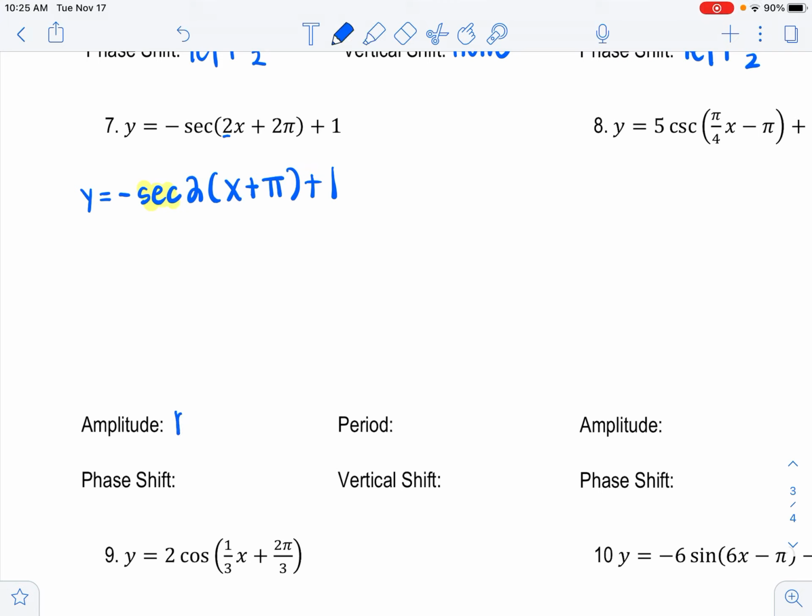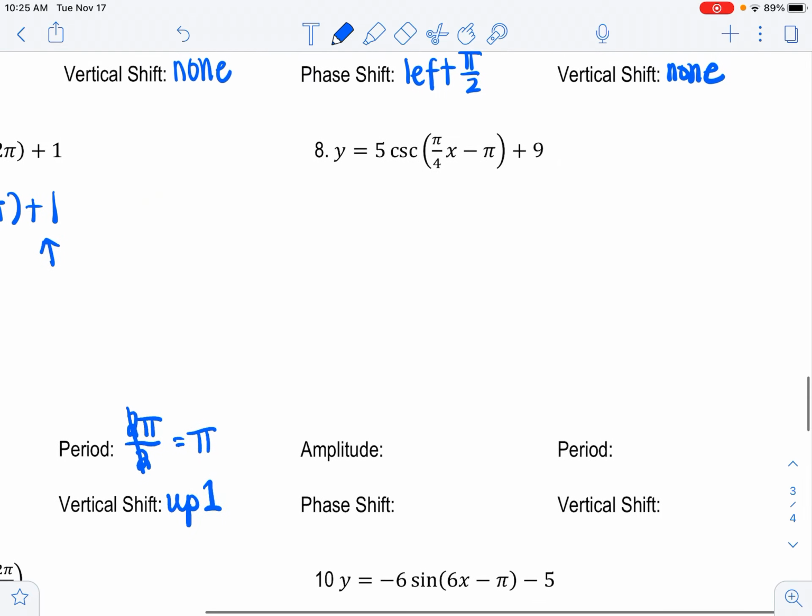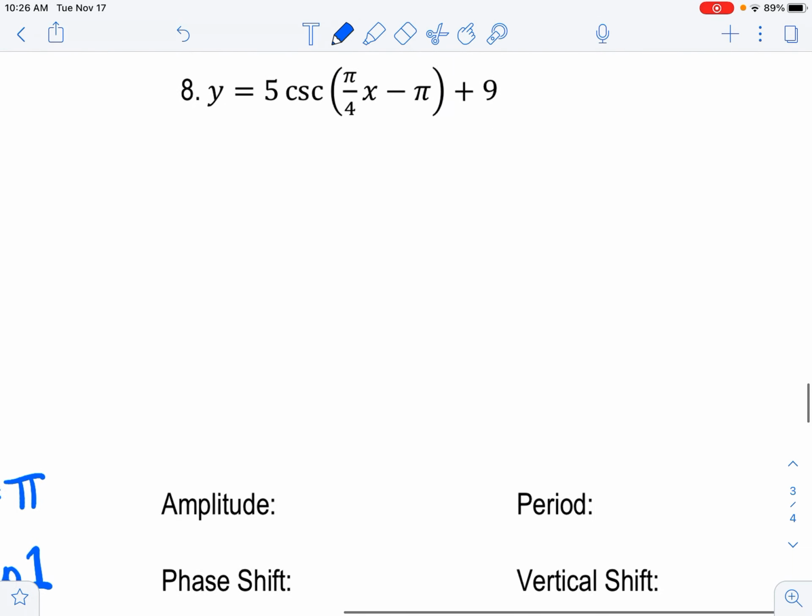All right, amplitude, this is secant, so there is no amplitude, so this is not applicable. Phase shift, that's left, pi. Vertical shift, this is up 1. Period, 2 pi divided by b, which is 2. 2 divided by 2 is 1, so the period is pi.